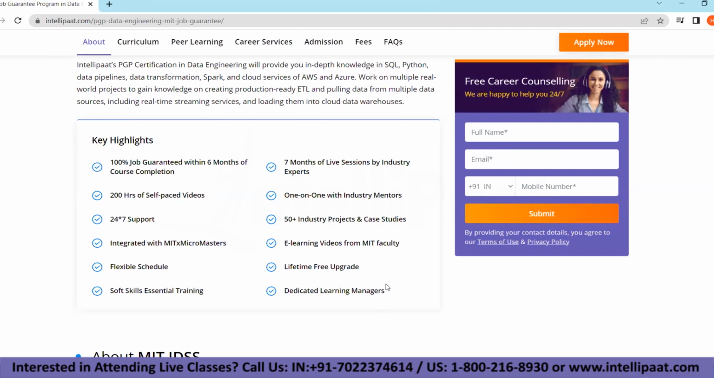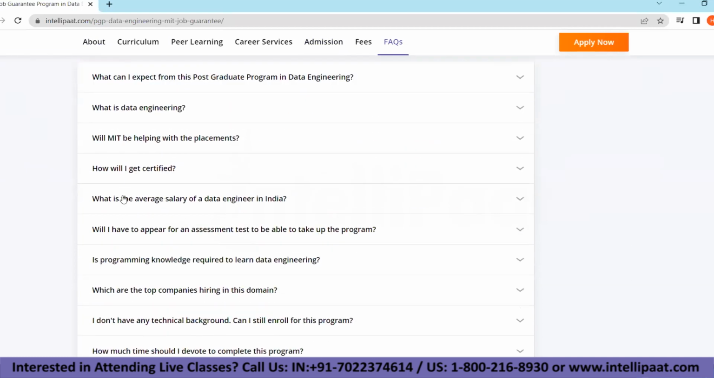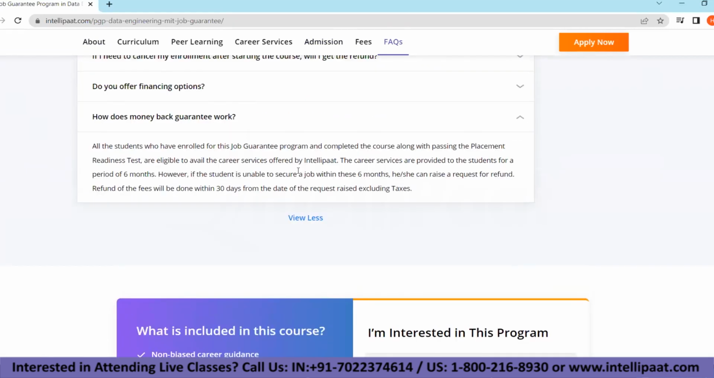Now of course nothing comes free of cost, so the job guarantee comes with a lot of terms and conditions. So if we check the FAQs, what are the terms and conditions? We've mentioned here all the students who have enrolled for this job guarantee program and completed the course along with passing the placement readiness test are eligible to avail the career services offered by Intellipaat. The career services are provided to students for a period of 6 months. However, if the student is unable to secure a job within 6 months, he or she can raise a refund request. Refund of the fees will be done within 30 days.